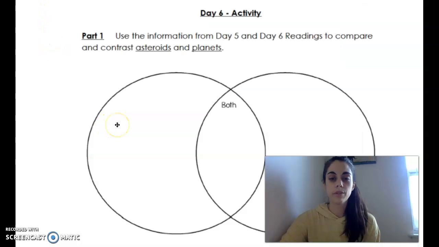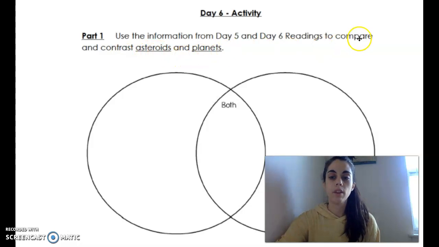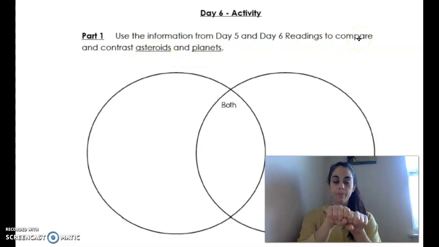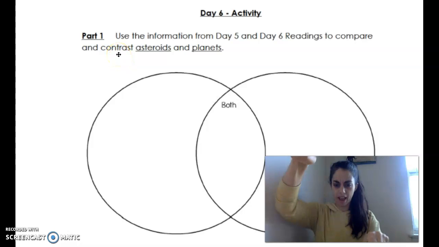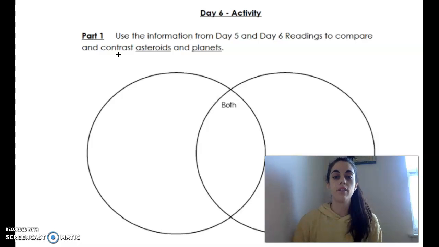Okay, now we're going to look at the activity for day 6. For part 1, let's read the directions together. It says, use the information from day 5 and day 6 readings to compare and contrast asteroids and planets. What does it mean to compare? Compare is when we say what is the same or similar. What does it mean to contrast? Contrast is when we say what is different.